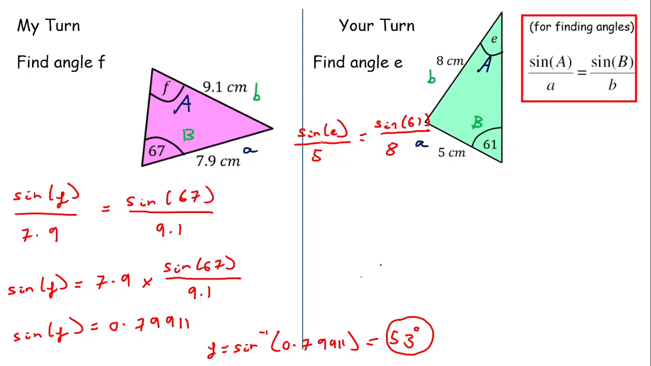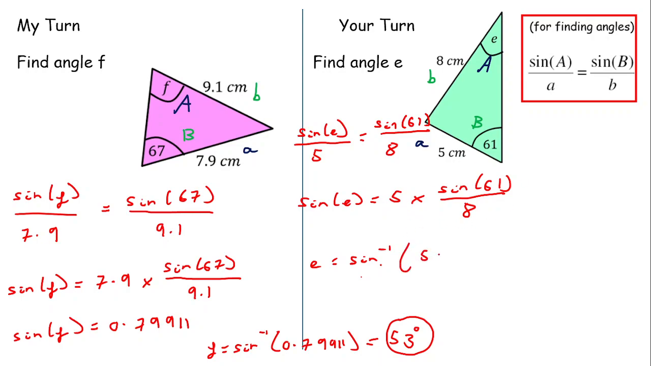Again, we're trying to get rid of that dividing by 5, so I can times both sides by 5, so we'll get sine E is equal to 5 multiplied by this part here, so sine 61 over 8. Okay, and I'm trying to find E, but I've got a sine there. To get rid of that sine, I've got to take the inverse of sine on both sides. So I get sine inverse, and then again, this bit here, you could write it as a decimal, like I did down here, but I'm going to take the inverse straight away of all of this here. But just be careful when you type it in.